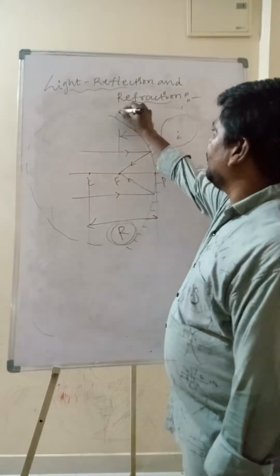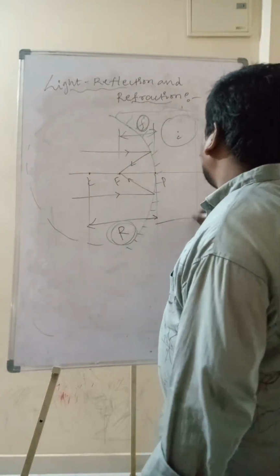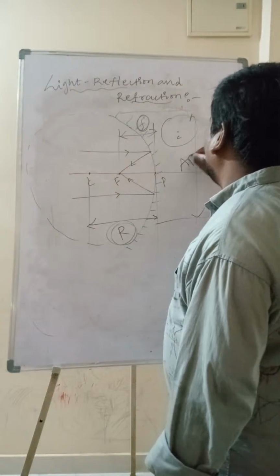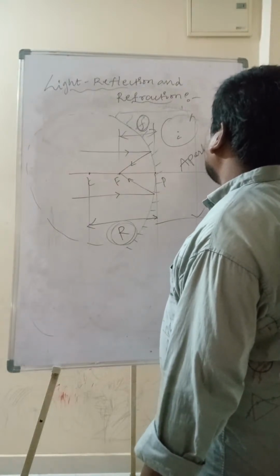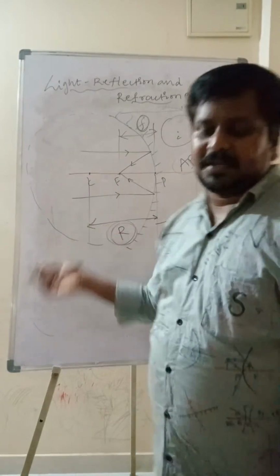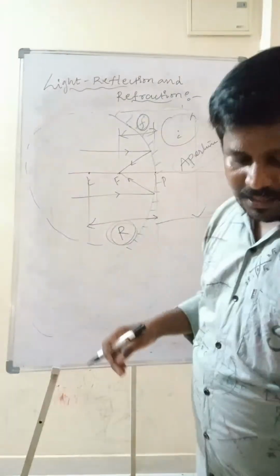And the width of the mirror is called the aperture. So I am taking this aperture. The width of the mirror is called aperture.